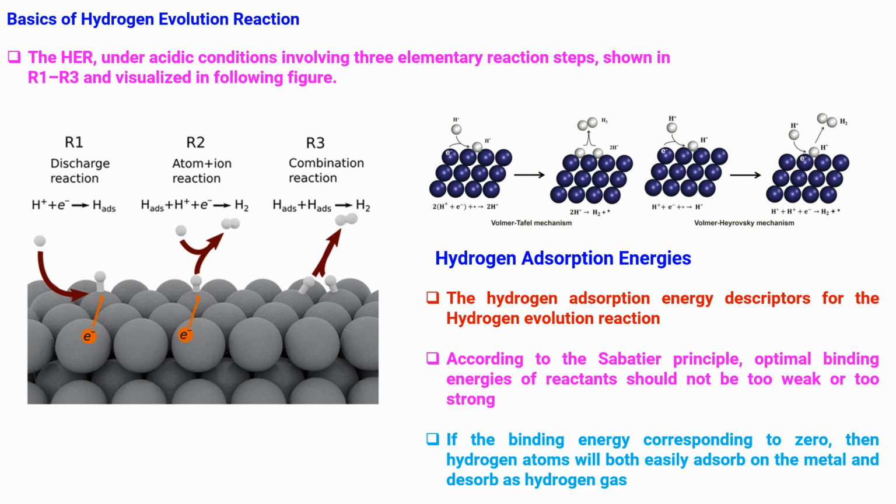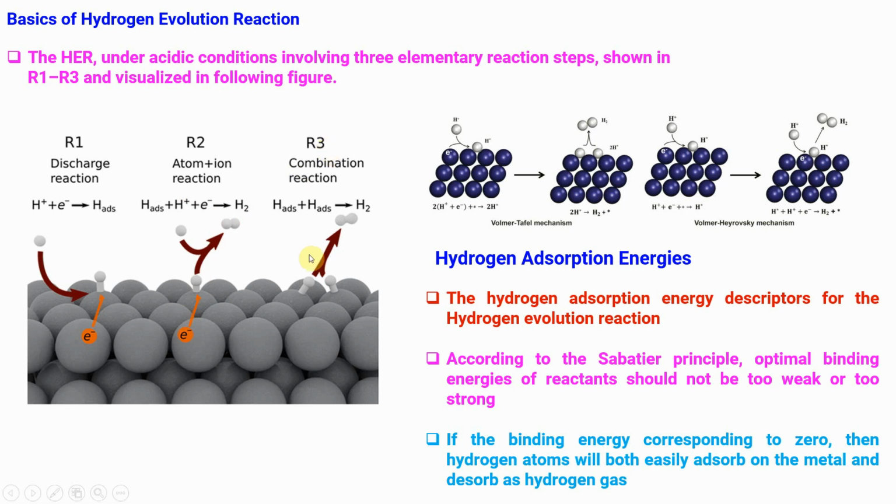So in this slide, I will explain the basics of hydrogen evolution reaction. The hydrogen evolution reaction under acidic condition involves three elementary reaction steps shown in R1 to R3 and visualized in the following figure. In R1, a hydrogen atom will adsorb on the metal surface. In R2, the second hydrogen atom interacts with this adsorbed one and leads to form hydrogen.